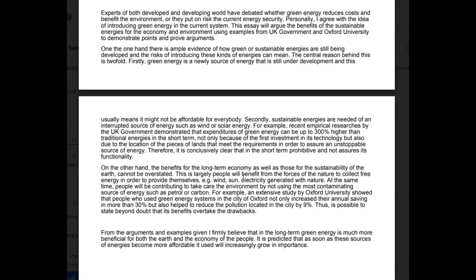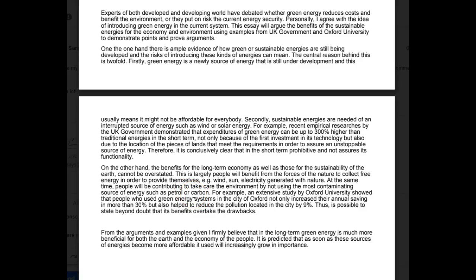"For example, wind, sun, and electricity generated with nature." By the way, fossil fuels are also naturally created. They're not artificial. They're not man-made, and they are like fossil fuels. So saying that these are natural and the other ones are not is actually inaccurate. That's why we call them renewable sources of energy versus fossil fuels. Okay, or non-renewable. "At the same time, people will be contributing to take care of the environment by not using the most contaminating source of energy, such as petrol or carbon." For example, coal, I think is what you mean here.